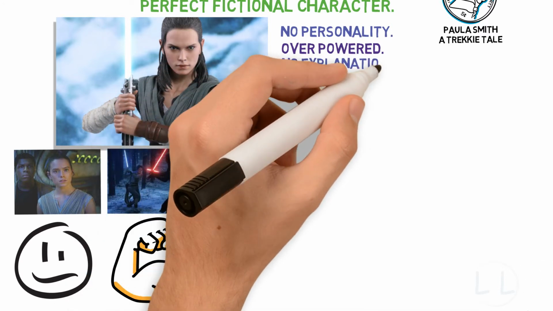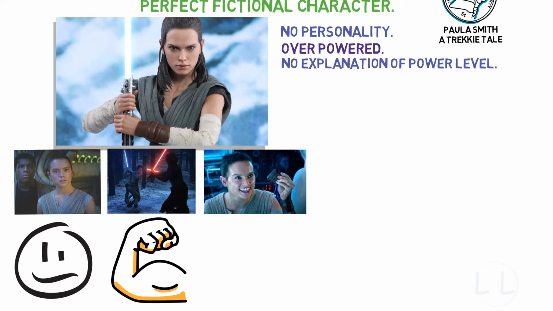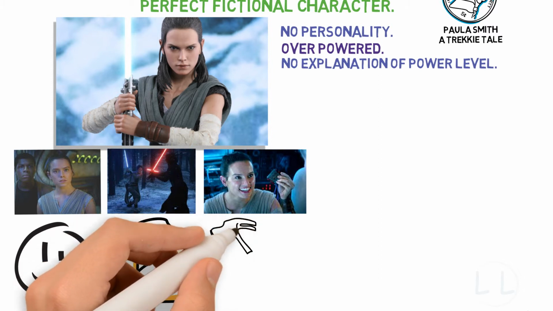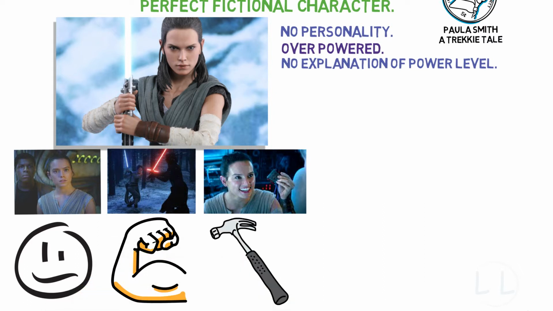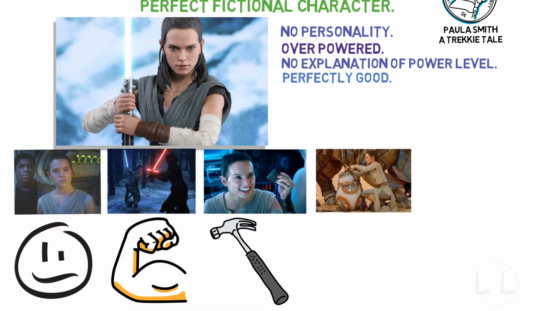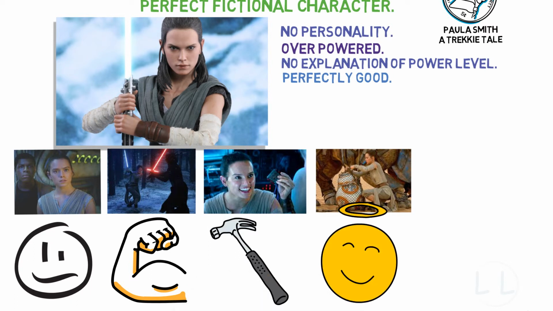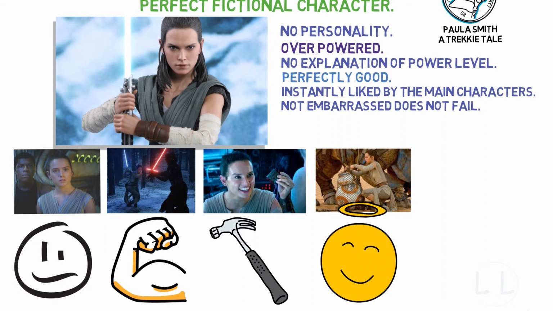Number 3, no explanation of power level, no reasoning behind their wisdom. Basically, they can figure anything out, fly any ship, solve any problem. No explanation in where this knowledge comes from to do these wonderful things. Number 4, perfectly good. Will always do the right thing. A goody two-shoes, always helping others, going out of his or her way. Do the right thing. Number 5 and 6, instantly liked by the main characters.